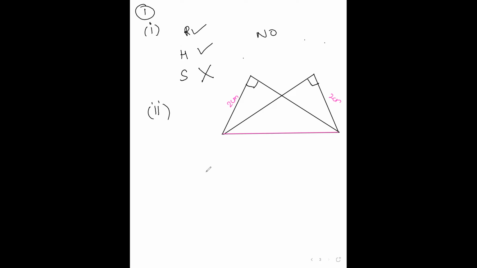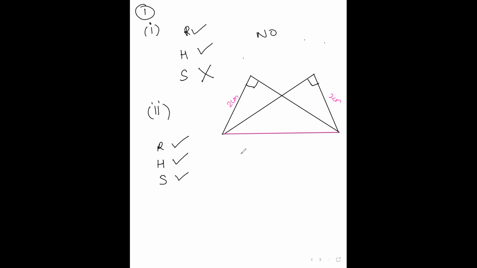Let's go step by step. Right angle, yes or no? Yes. Hypotenuse equal or not? Yes, because both of them have the same hypotenuse, 3.5 centimeters. Very good. Side equal or not? Yes, 2 centimeters.